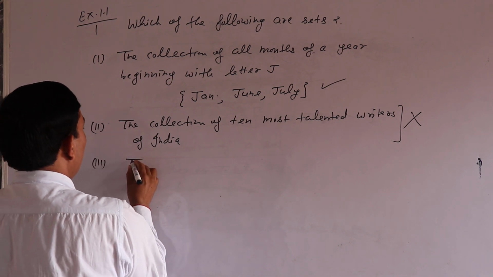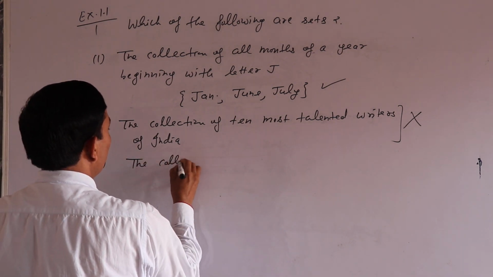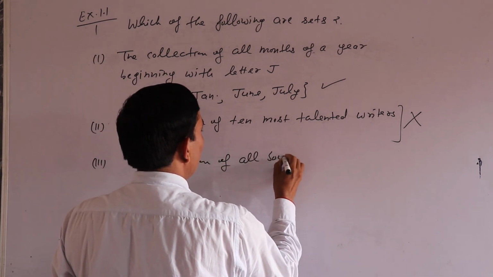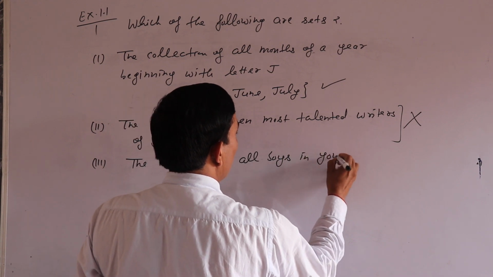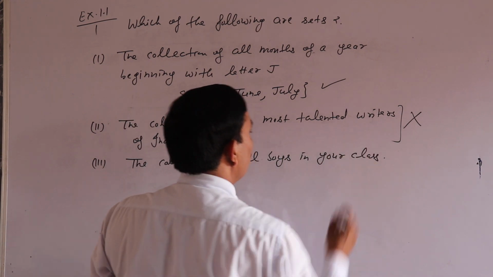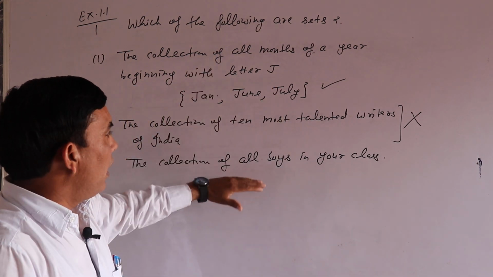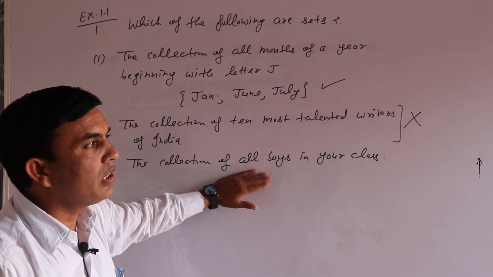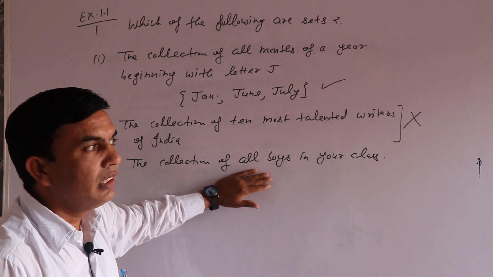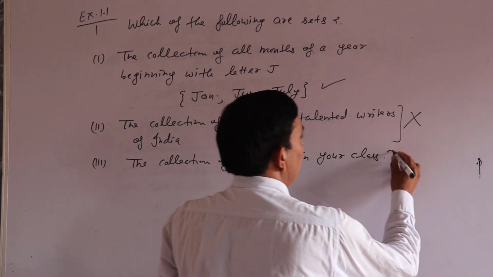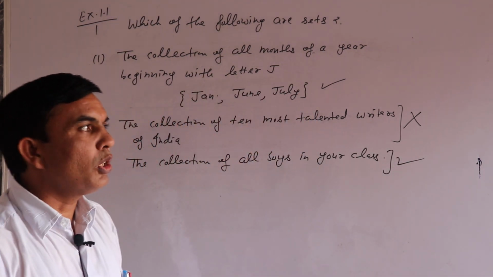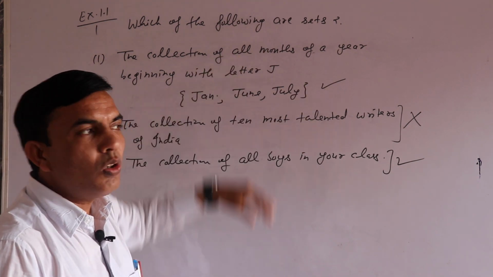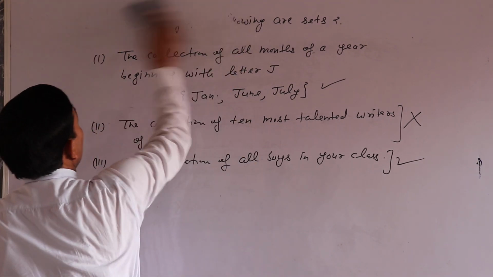Next is the collection of all boys in your class. At the time of admission, it may be infinite. When the admission is closed, then it will be finite. Then it is a set. So students, in this way, we can tell whether it is a set or not a set.